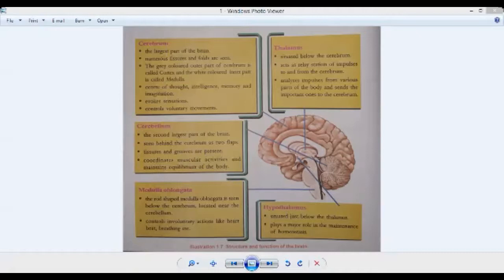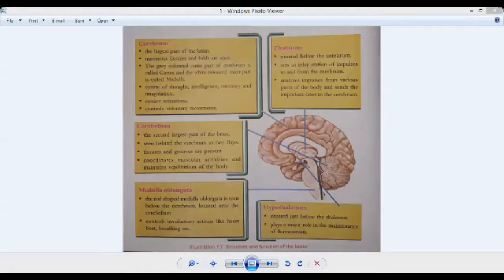So can we control our heartbeat? No, never. Can we control our breathing? No. Everything is automatically happening in our body, is it? So it's involuntary. Such involuntary activities are under the control of the medulla oblongata. Is it clear for you?